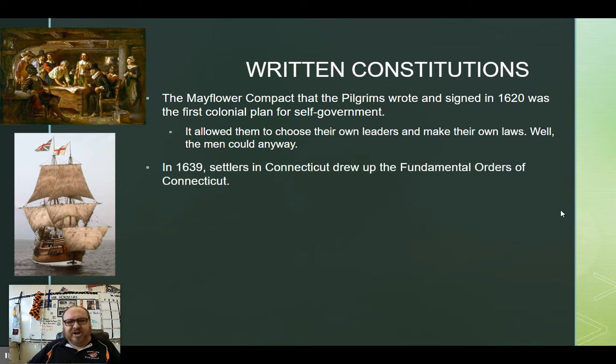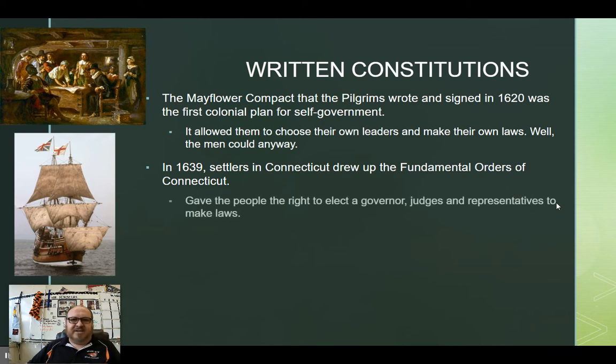Then in 1639, a group of English colonists settled in Connecticut. And when they came to Connecticut, they drew up what is known as the Fundamental Orders of Connecticut. So it's the second written self-government document in the colonies. The Fundamental Orders of Connecticut gave the people the right to elect a governor, judges, and representatives to help make laws.